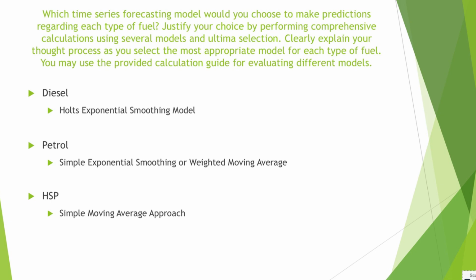Next, high-speed petrol is relatively low and irregular in demand, with only occasional orders. A simple moving average approach is best. It smooths out random fluctuations and provides a stable estimate of demand. A complex trend-based model could lead to overfitting and an unreliable forecast.